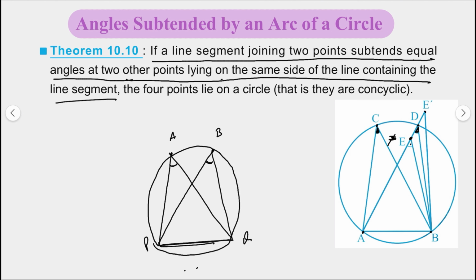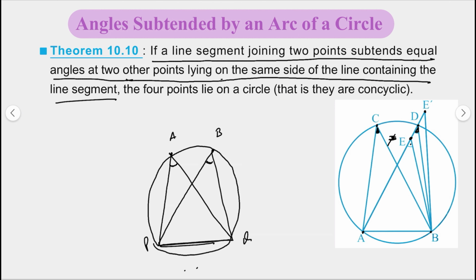Okay, similarly if you have any other point, like we have E dash, again the angles at C and E dash are not equal, so this E dash is not lying on the circle. Okay, if they are equal, they will certainly lie on the circle, or if they are not equal, then they are not on the same circle. That's what this theorem 10.10 says.